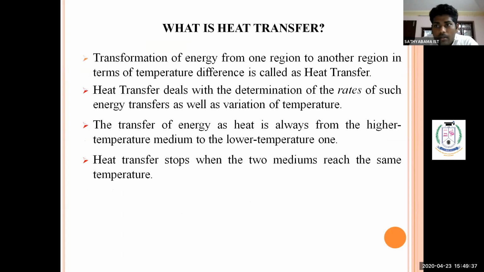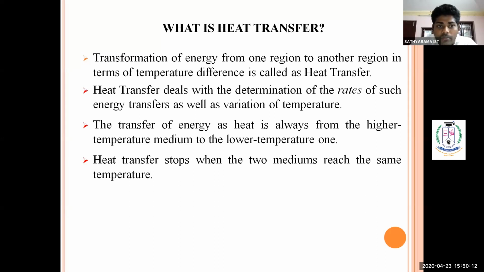Now, two more important questions. What is heat transfer? Heat transfer is the transformation of energy from one region to another region in terms of temperature difference. Temperature difference means, if I am going out, the atmospheric temperature is 31 degrees Celsius, but in my home, it is 28 degrees Celsius. So if I am going out, what will happen? The atmospheric temperature will transfer heat to my body, so there is a transformation of energy from one region to another region in terms of temperature difference.